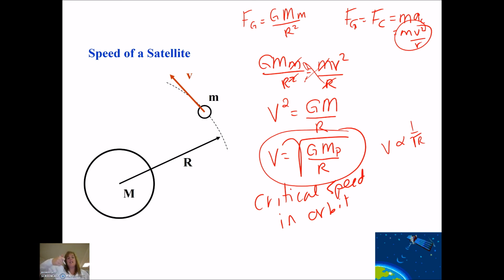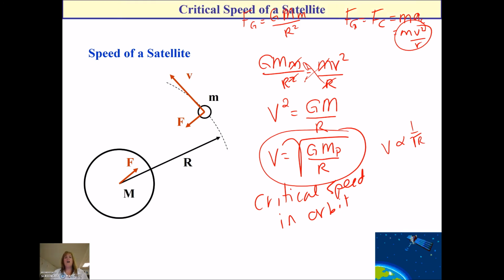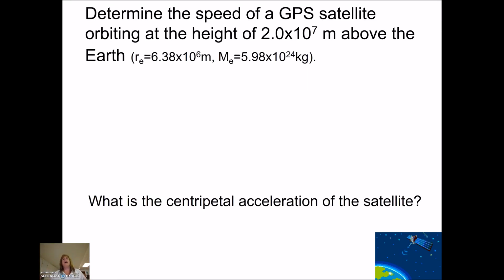Crazy, huh? Like a trick question. But the higher the mass of the planet is, the higher the speed I have to go, right? A bigger force is trying to pull me back in. So there are interesting relationships in this equation. Like I said, it's called the critical speed of a satellite or a thing that's in orbit around a planet. Let's take a look at the critical speed of a satellite, a GPS satellite, that's orbiting at a height of 2 × 10⁷ meters above the surface of the Earth.